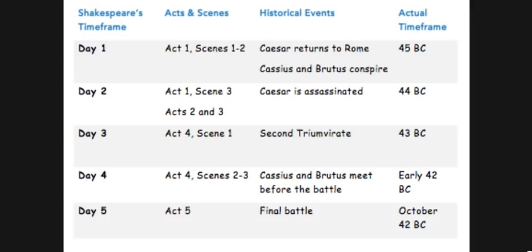So quite a lot of complex information that you need to understand just to get the contextual political backdrop. I hope you found the video useful.